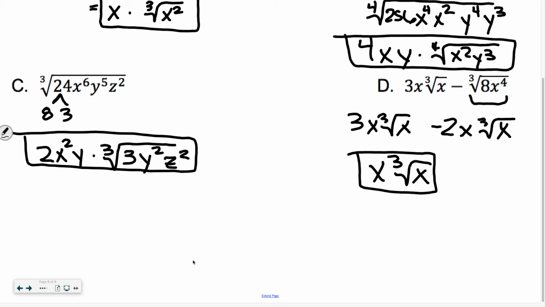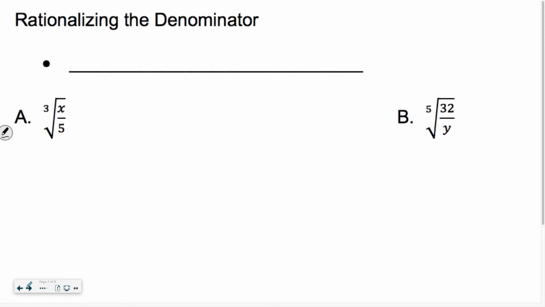Okay, last thing we want to talk about is rationalizing the denominator. Rationalizing the denominator is turning the denominator into a rational number, a number that could be written as a fraction. Generally, it's just a really nice number like a whole number. We do this because no radicals, which are irrational, are allowed in the denominator.